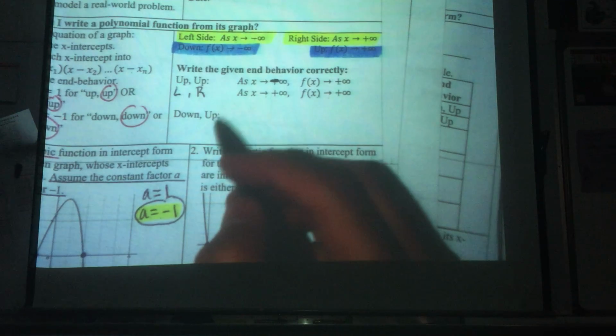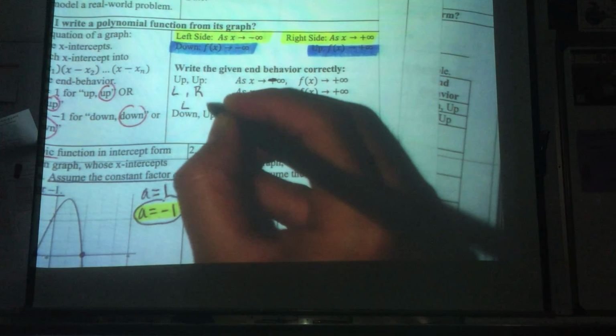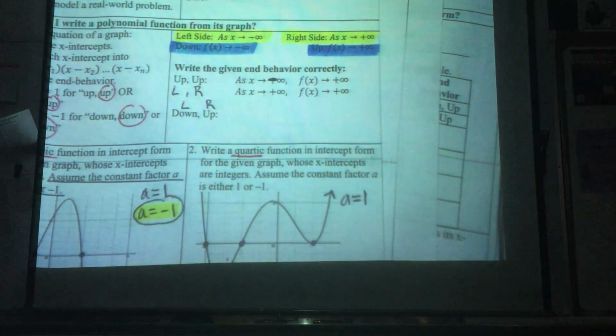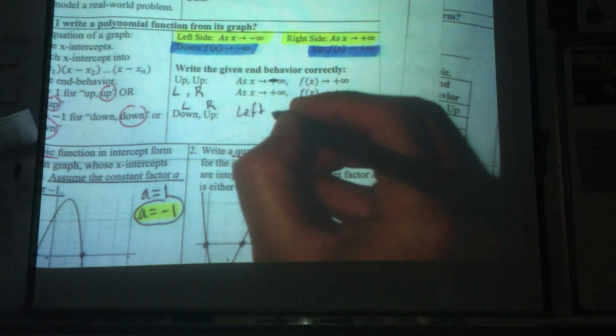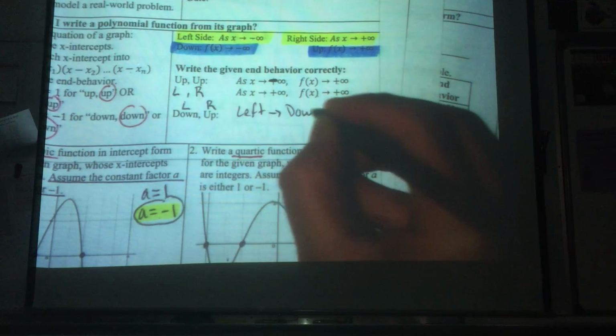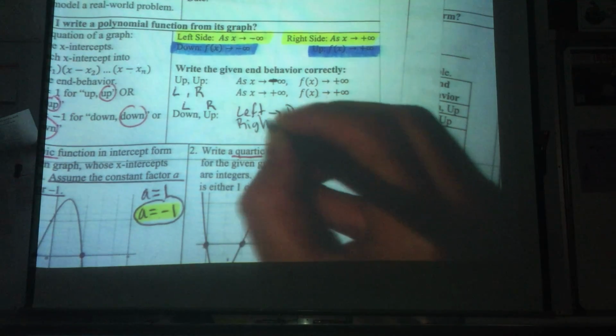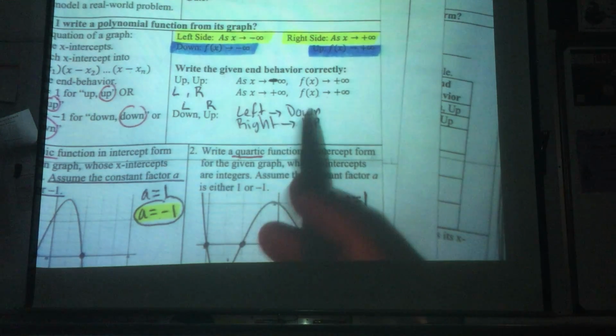Watch, let's try this one. Down, up. That means that on the left, it goes down, and on the right, it goes up. First, I'm going to write it in words. Left goes down. Right goes up. That's in words, all right? On the left, it goes down. On the right, it goes up.